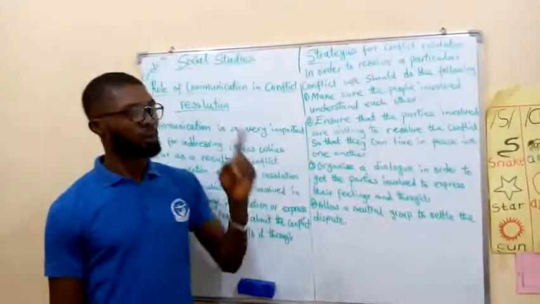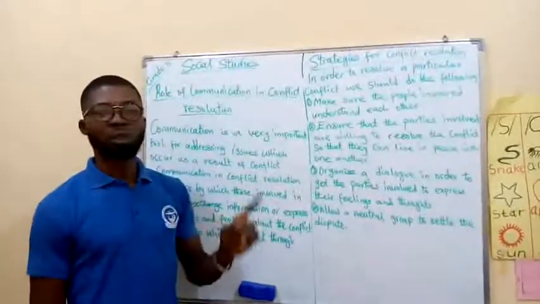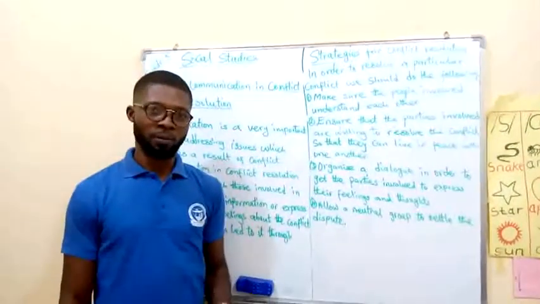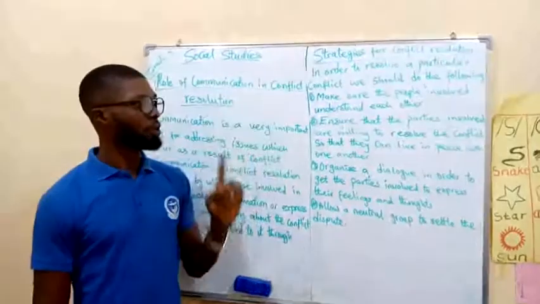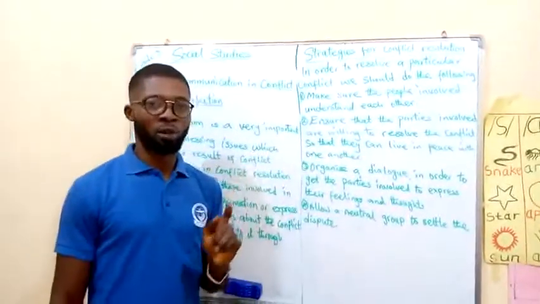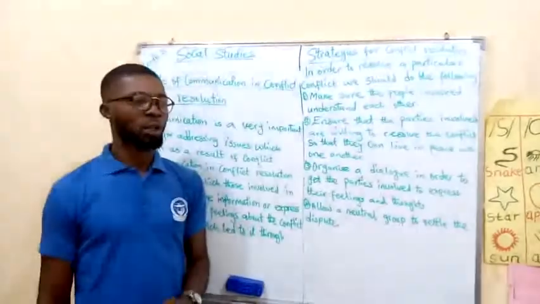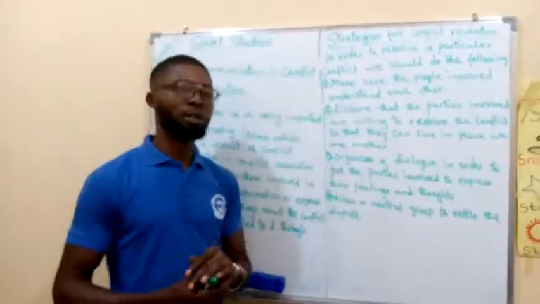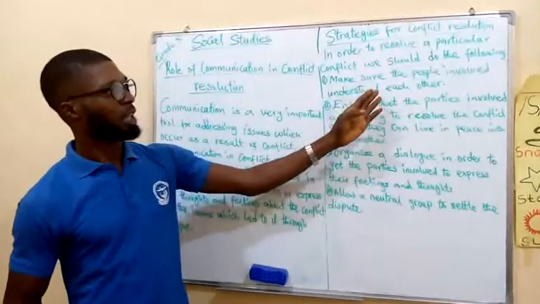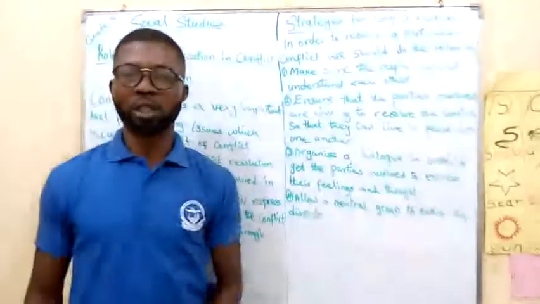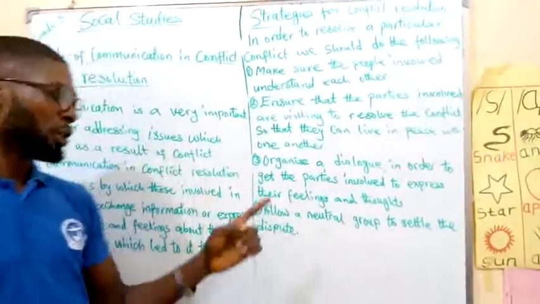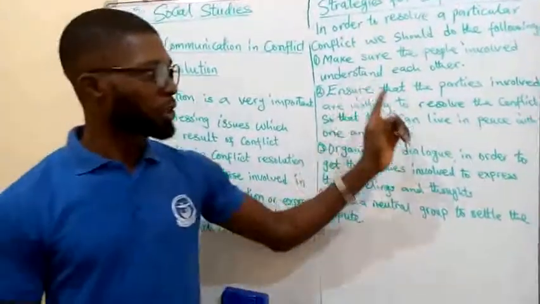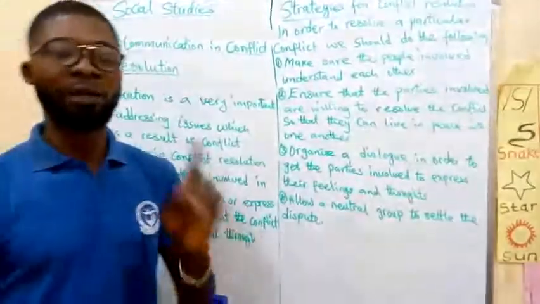Now, in order to resolve a particular conflict, we should do all of the things listed here. If we really want to resolve a particular conflict, we need to apply all of these. Number one is that we should make sure that people involved understand each other. During the process of dialogue, we should make sure that the people involved understand each other.